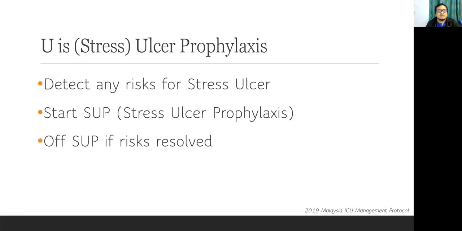Okay, the next one is HUG. U is stress ulcer prophylaxis. Because of stresses in the ICU, the gut and the stomach don't have enough blood supply and are very prone to have ulcer. Okay, it's very simple. Number one, you have to detect any risk for stress ulcer. Number two, you have to start SUP, S-U-P, stress ulcer prophylaxis. Once all the risk factors for stress ulcer have resolved, then you can stop SUP.